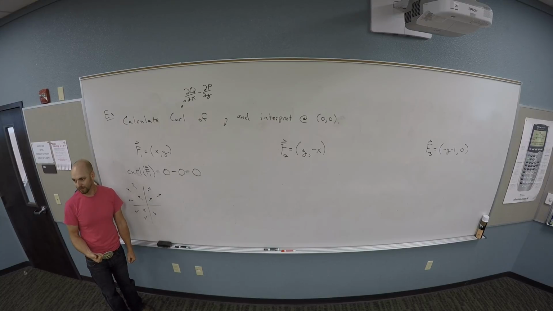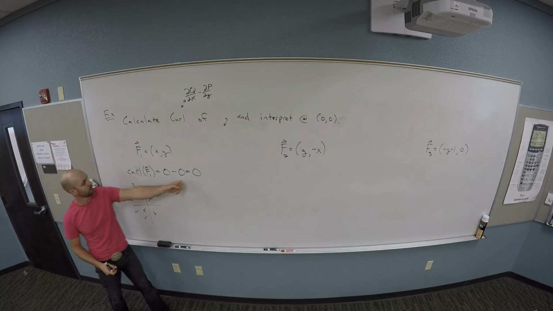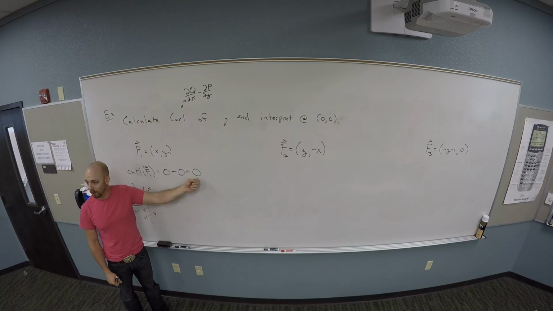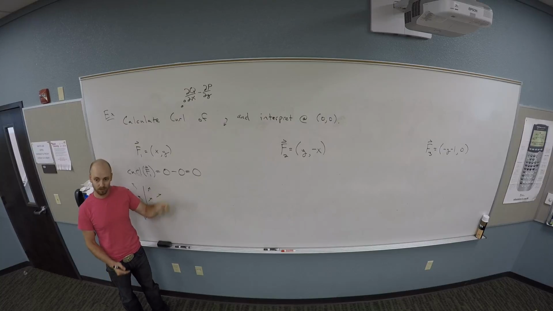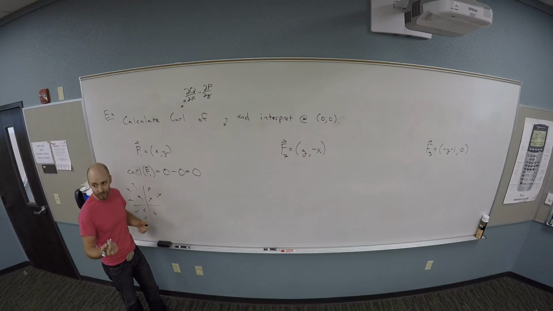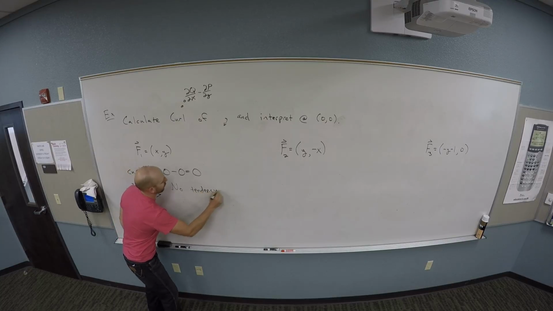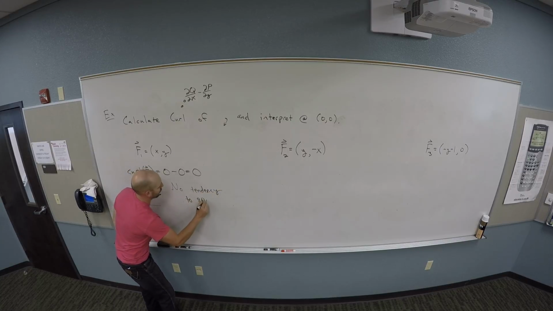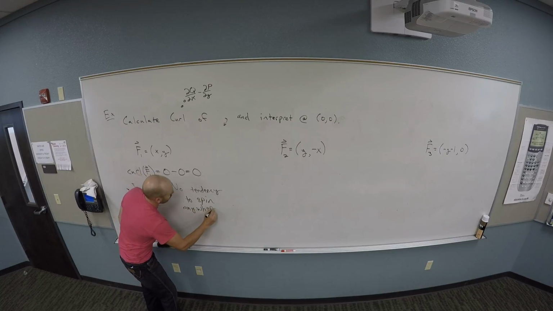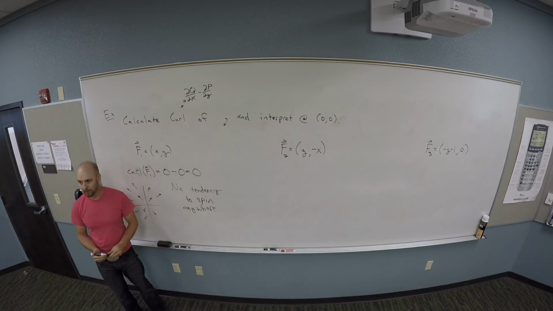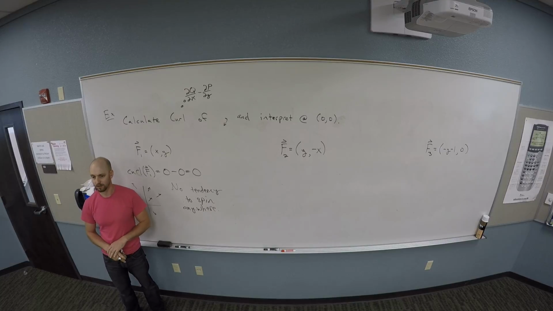You guys see that? So here I got 0. That's at all points 0, right? So what does that mean? Yes, there's never any spinning here. There's no eddies anywhere. There's no tendency to spin anywhere. Cool?